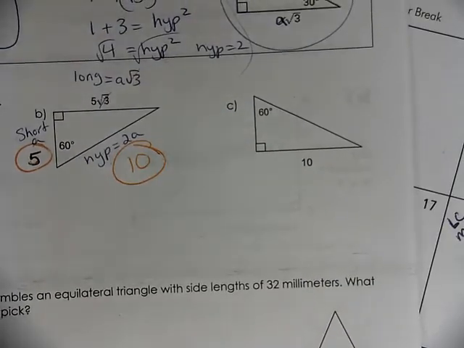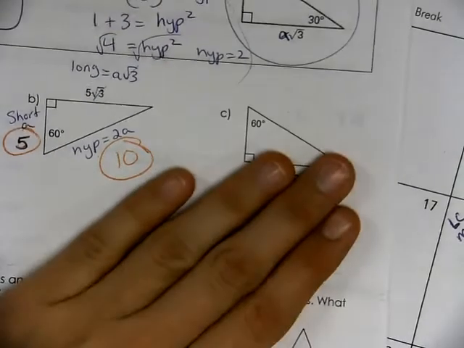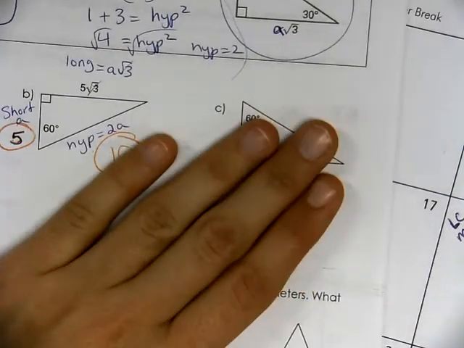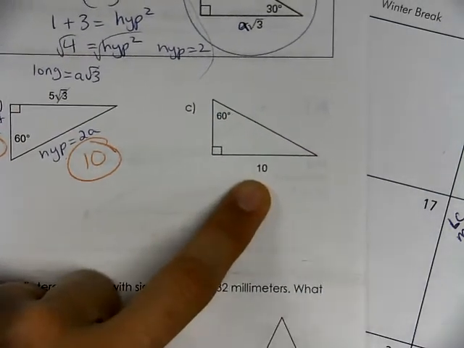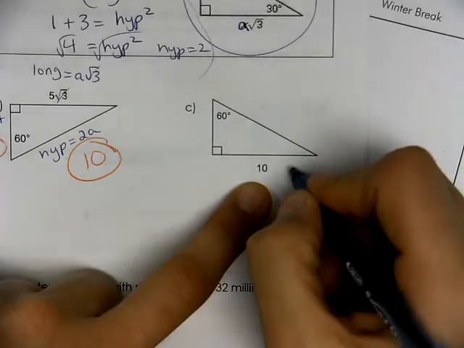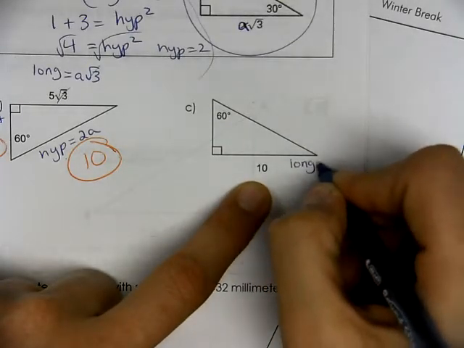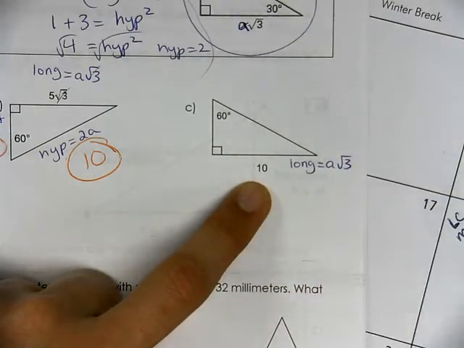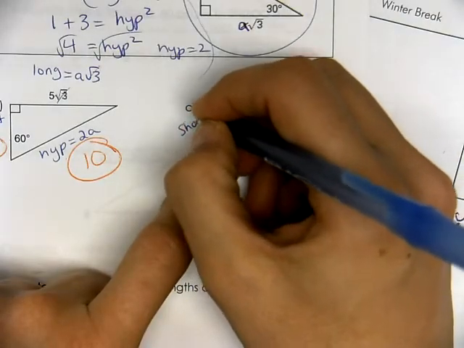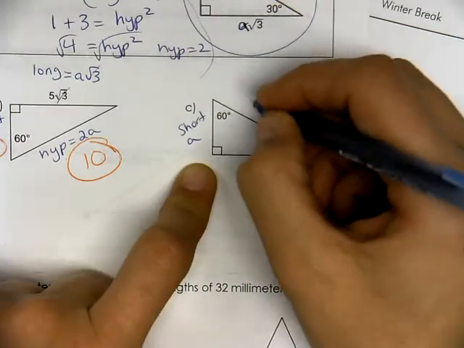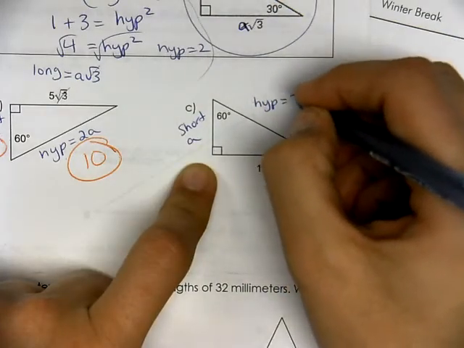Alright, let's try the last one. This one is by far the hardest that you get in this whole section. 10 is which leg? Short or long? This is the long leg, so this is A square root 3. This side here is the short, so it's A. This is the hypotenuse, so it's 2A.